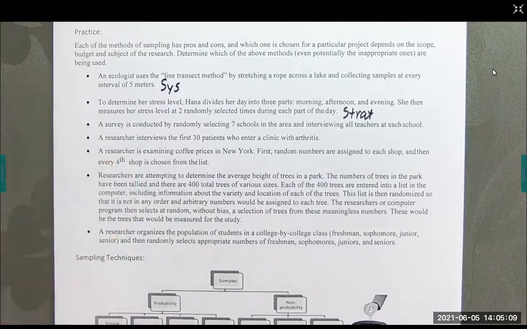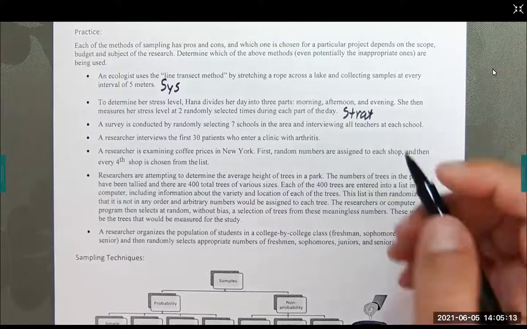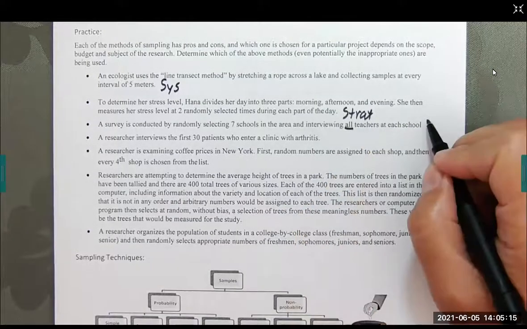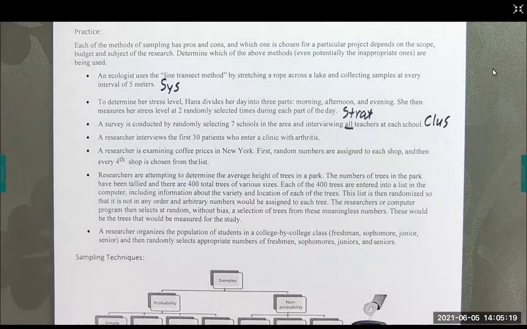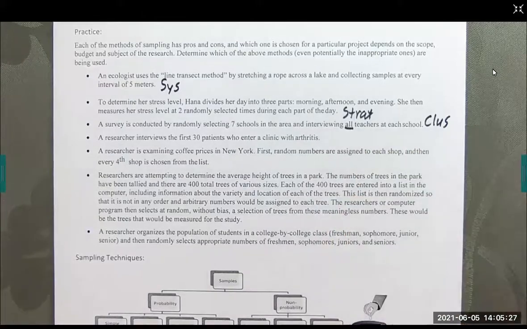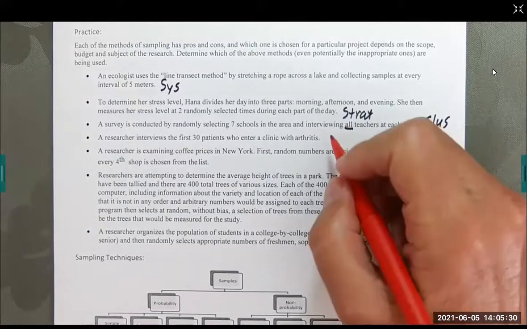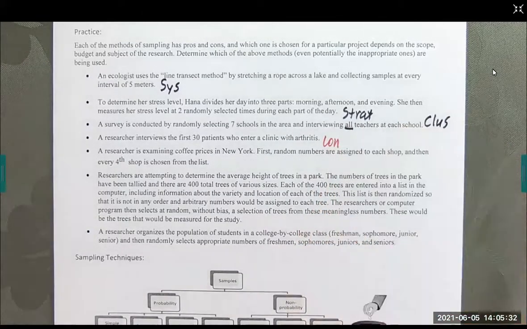A survey is conducted by randomly selecting 7 schools in the area and then interviewing all the teachers at that school. So that's the key for this one. This is the cluster. A researcher interviews the first 30 patients who entered a clinic with arthritis. That is definitely the convenience one. In fact, I'm gonna write that in red. Ooh, and I'll leave it at con. So that's not a very good way to do a study. Not a serious study anyway.